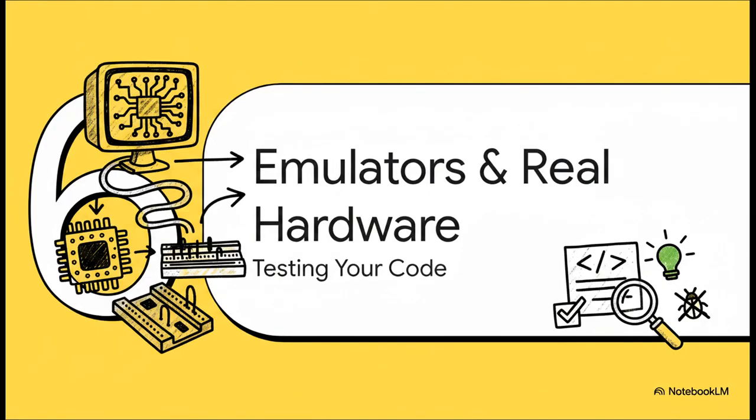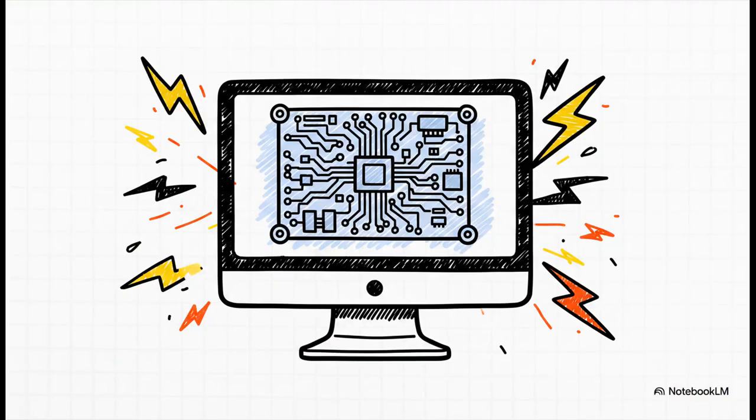Section 6. Emulators and real-world hardware. Testing your code. Implementing these assembly instructions directly on physical I/O devices immediately can be incredibly difficult, and honestly, it's highly prone to causing short circuits if you accidentally write to the wrong address. Nobody wants to fry their board, right? That's exactly why we use emulators.